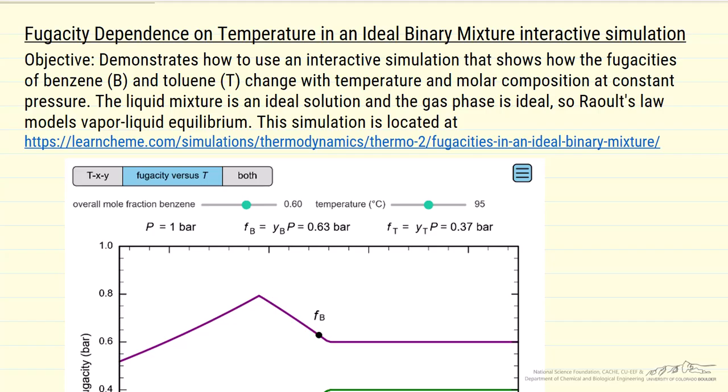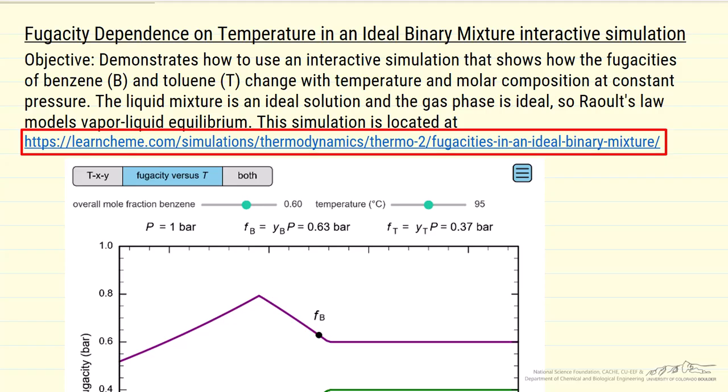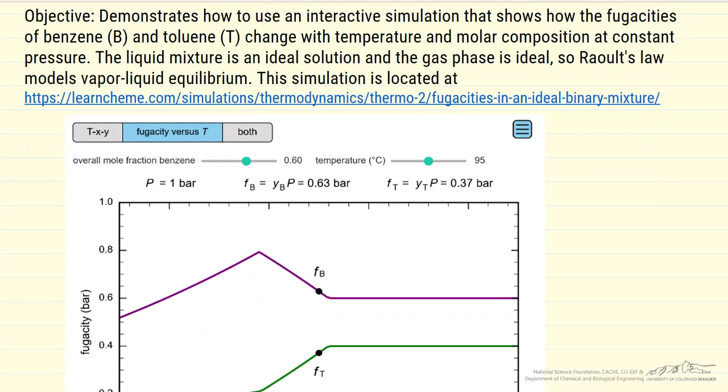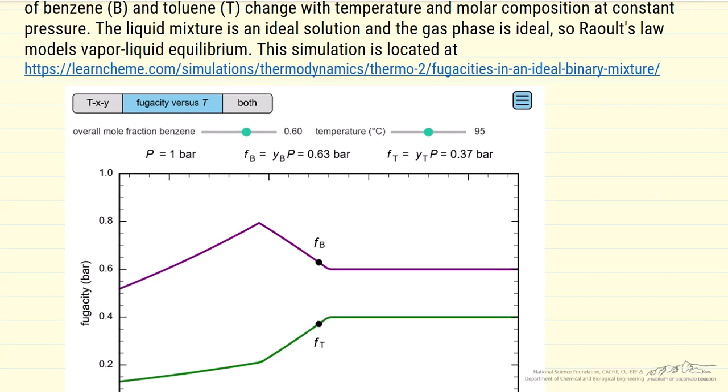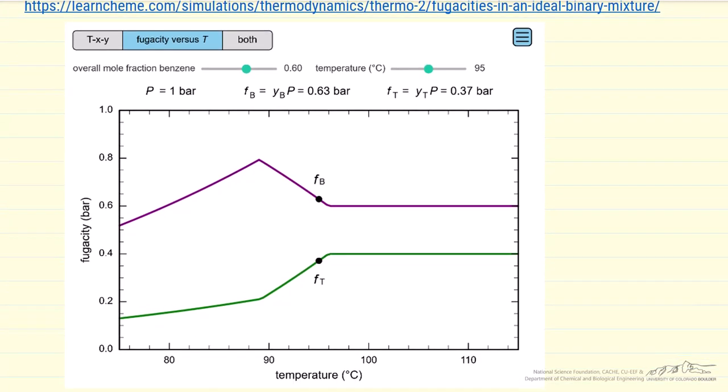I'll briefly demonstrate how to use an interactive simulation that shows the dependence of fugacity on temperature for an ideal binary mixture, in this case, benzene and toluene. And so this is a system that obeys Raoult's law. The simulation is located on the LearnChemE website. Here's the link, and then here's a snapshot of what the simulation looks like.